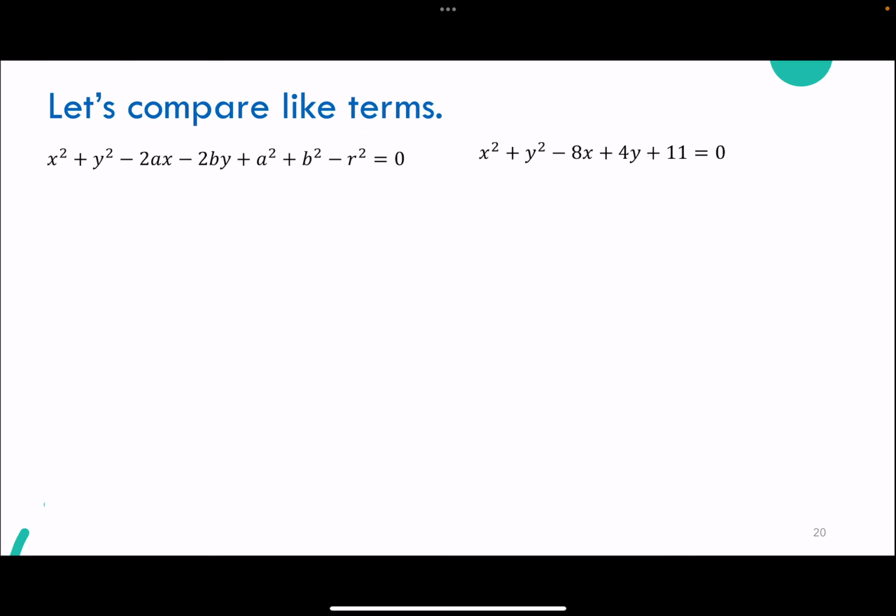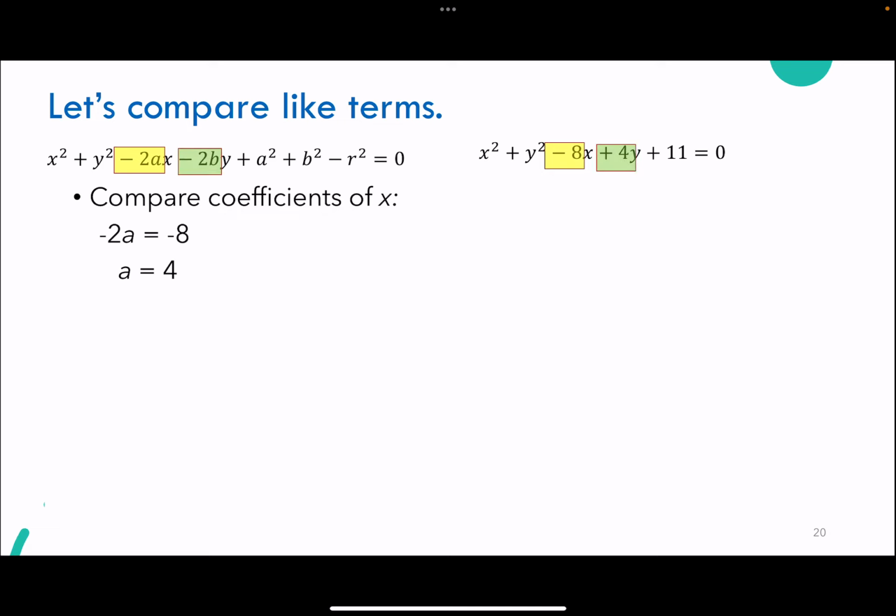Now, to start off, we're going to use something that we learned in polynomials, which is comparing like terms. The first one that we're going to compare will be the coefficient of x. I have highlighted it in yellow here. So negative 2a will be the same value as negative 8. Then when we solve for a, we'll get 4. Next, we're going to go with the green box. We're going to compare the coefficients of y. So we have negative 2b equals 4, so b will be negative 2.